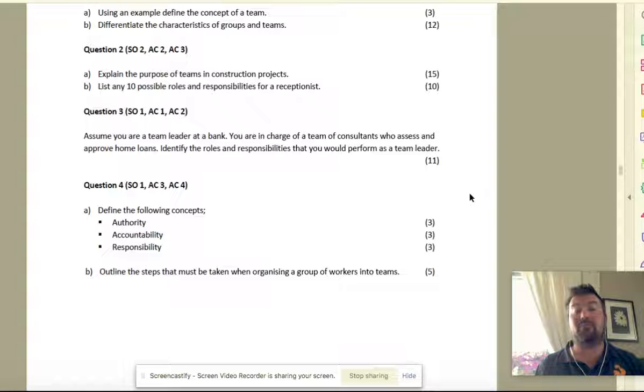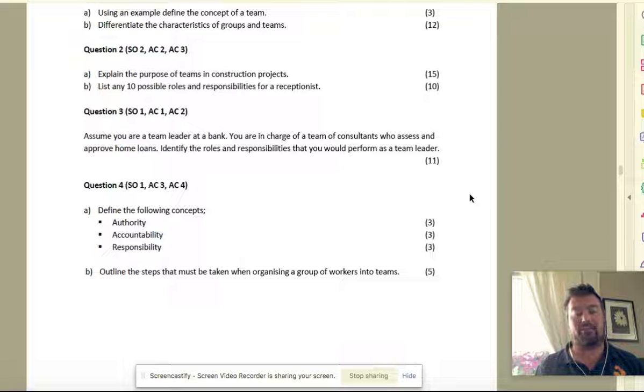All right, then question number 4. Number A, define the following concepts: authority, accountability, and responsibility. So we had a great discussion about those 3 concepts. And if you want to go a little bit further, page 18 and 19 in your workbooks is where you're going to find them.